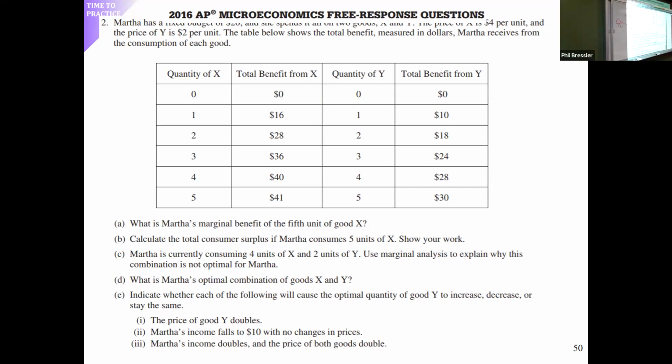And do they ask you to explain? No. If I explain, I would just say the marginal utility over price for X equals 2, and for Y equals 2. Okay? Let me backtrack to C. Martha is currently consuming 4 units of X and 2 units of Y. Well, this is 1, so the marginal utility over price is 1. It doesn't equal 4, so they can't be maximized. That's why that one's wrong.